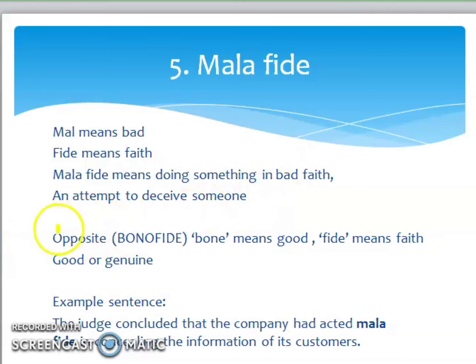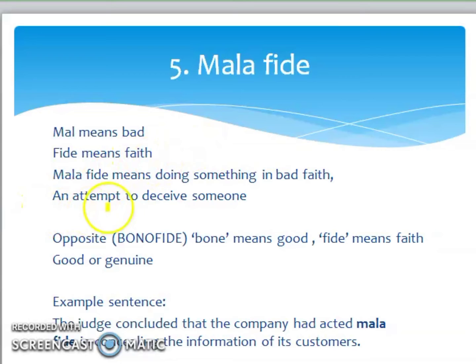Now, you could remember the opposite, bona fide. This is a very simple word and it might be part of your vocab. Bon is a root which means good, and fid or fide means faith. So someone who is good or genuine, original, not fake, is bona fide. Now the opposite is malafide. So mal means bad, and fide means faith.